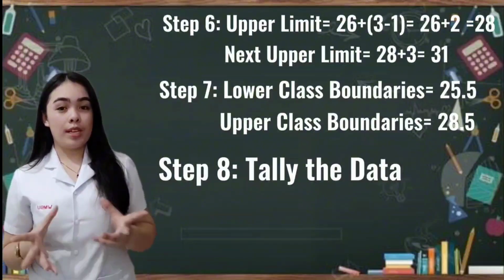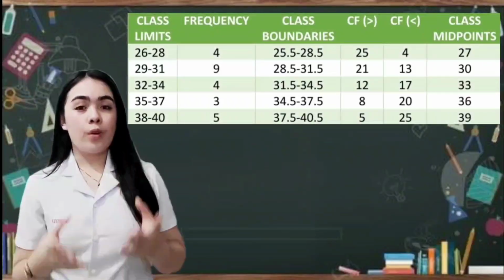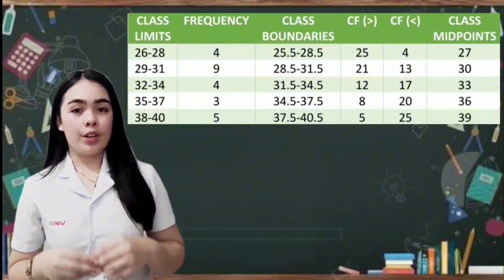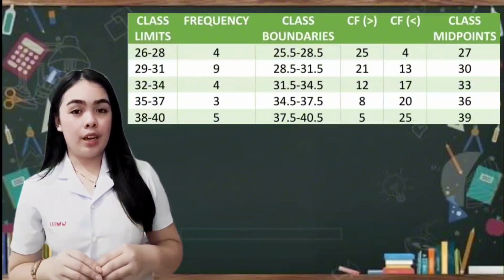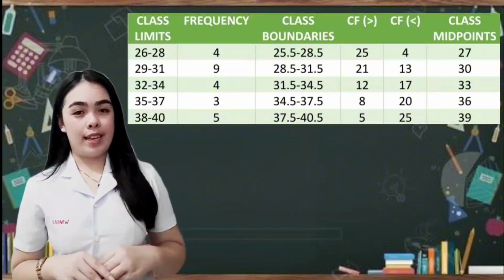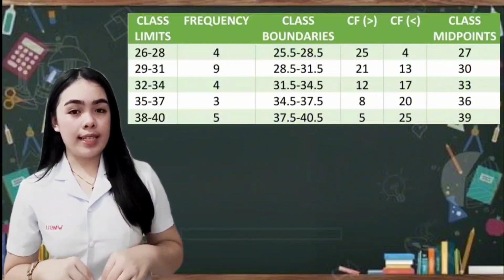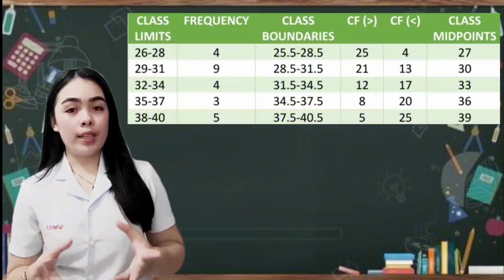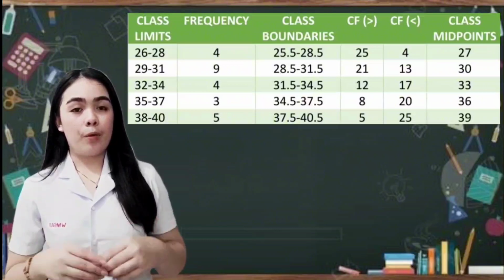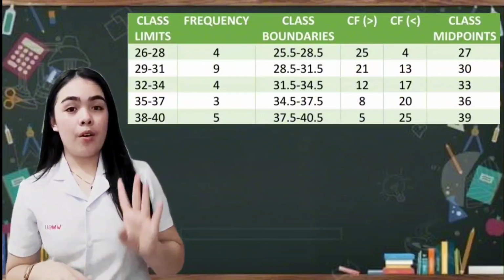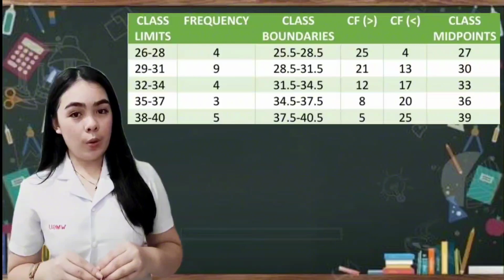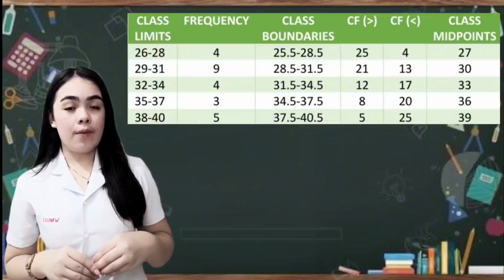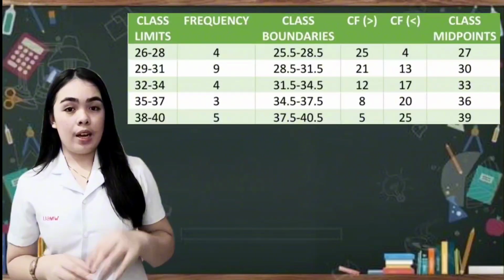So now, let's go to the last step, which is step 8. In step 8, we need to tally the data. So first, we have 26, 28, 29, 31, 32, 34, 35, 37, 38, and 40. Next, the frequency. How many times do 26 to 28 appear? From our data, 26 to 28 appears 4 times. The same as 29 to 31 and 32 to 34, 4 times; 35 to 37, 3; and 38 to 40, 5.